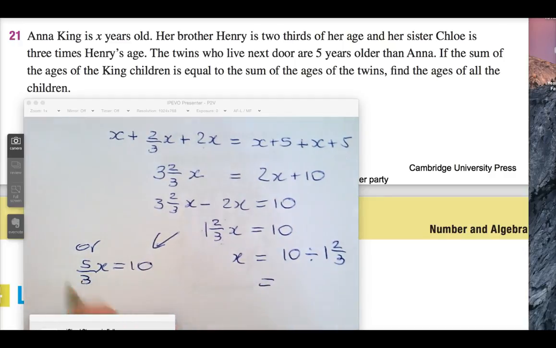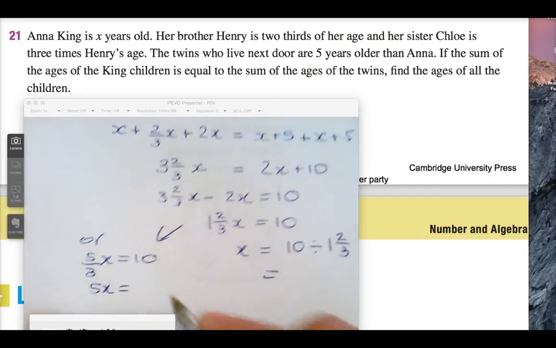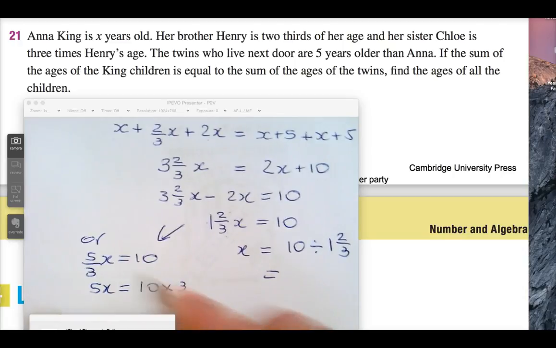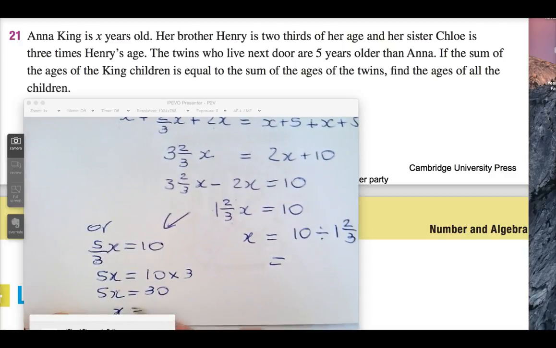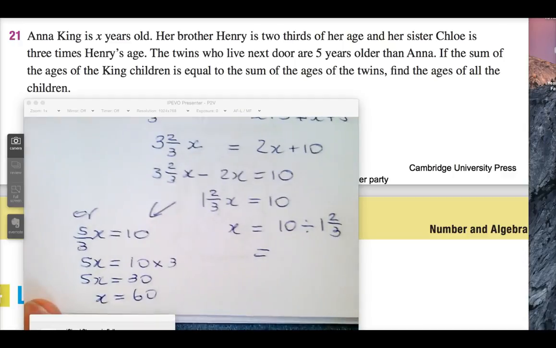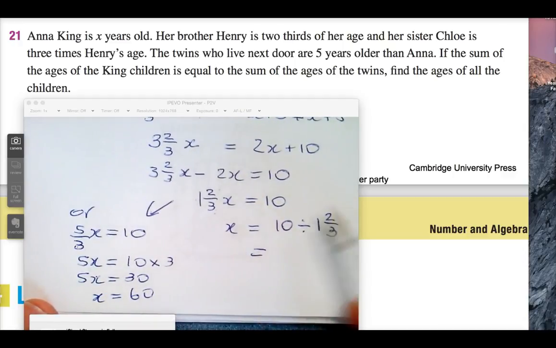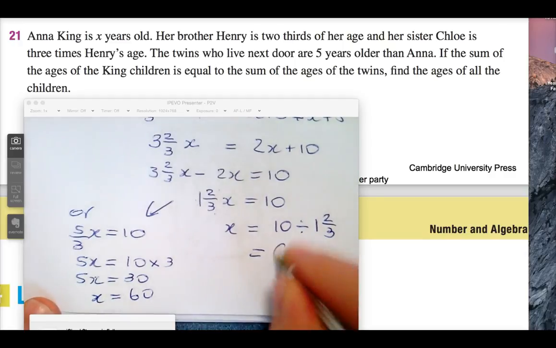Or if you want to change to an improper, you get x is, so girls, what do I do with this 3? Times 3, because that's 5x divided by 3. So 5x is 30, therefore what's x? 6. Or you can go to your calculator and just go 10 divided by 1 and 2/3, and we will accept that. And that should be 6.